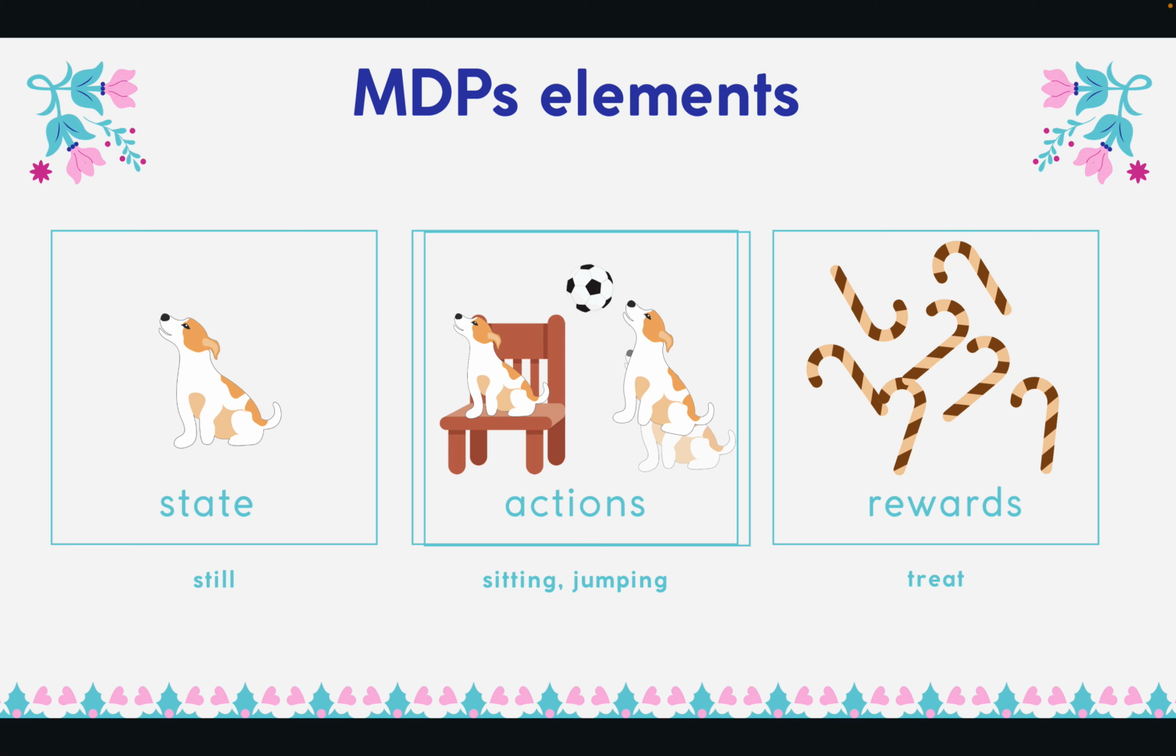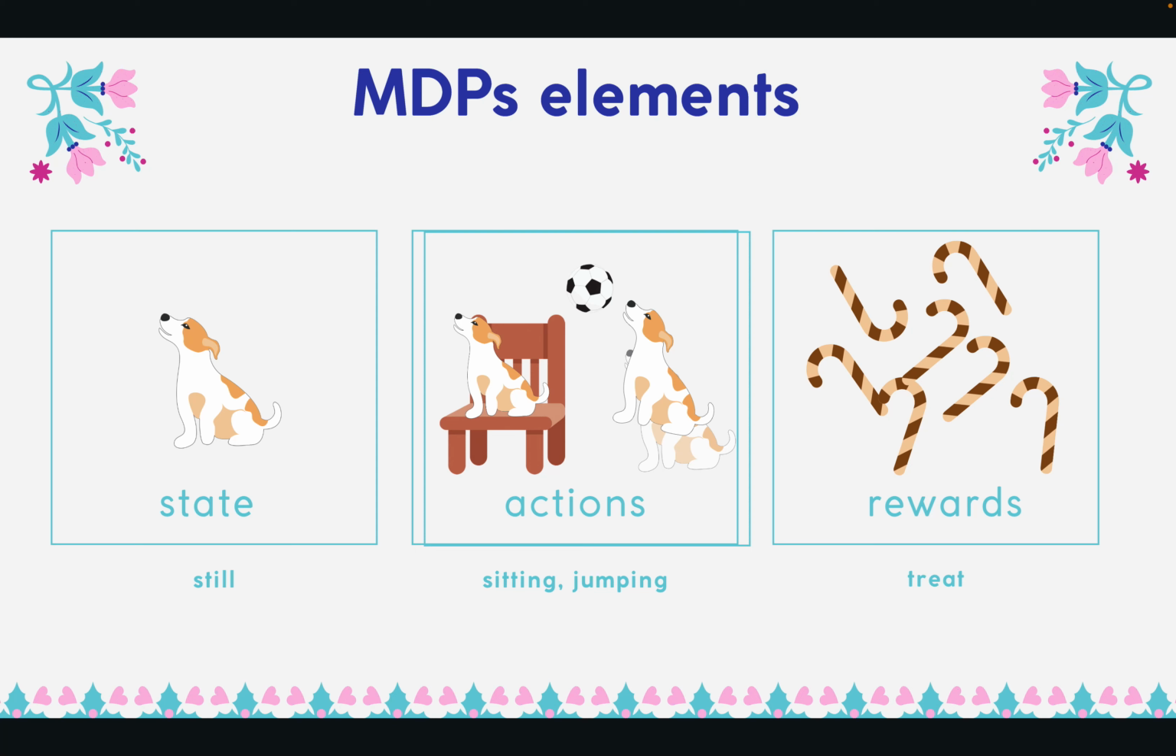The goal of an agent in an MDP is to learn a policy, which is a mapping from state to an action that maximizes expected reward. Or in other words, an MDP captures everything in reinforcement learning, and the goal of the agent in an MDP is to learn a thing called a policy, which maximizes the reward. So now let's look at the elements of the MDP.